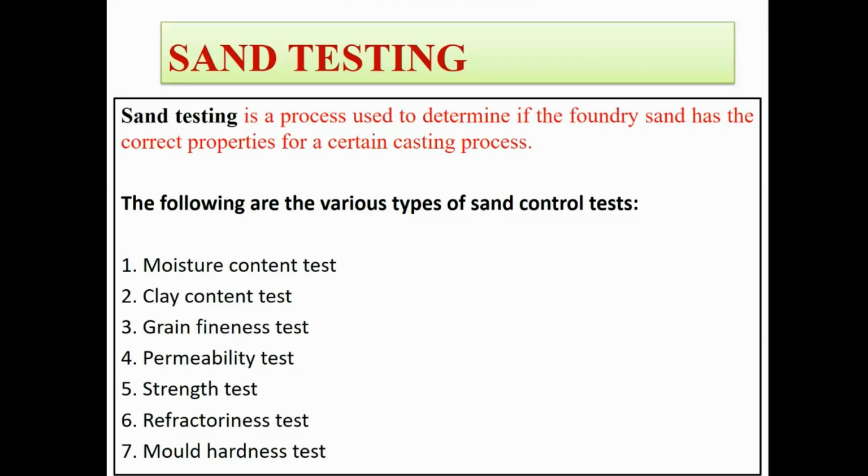So before making the sand mold, or before performing the casting, you should have an idea of what the level of property of my molding sand is. And there are different types of tests which are carried out in order to find out the properties, or to control the properties. The first test is the moisture content test.